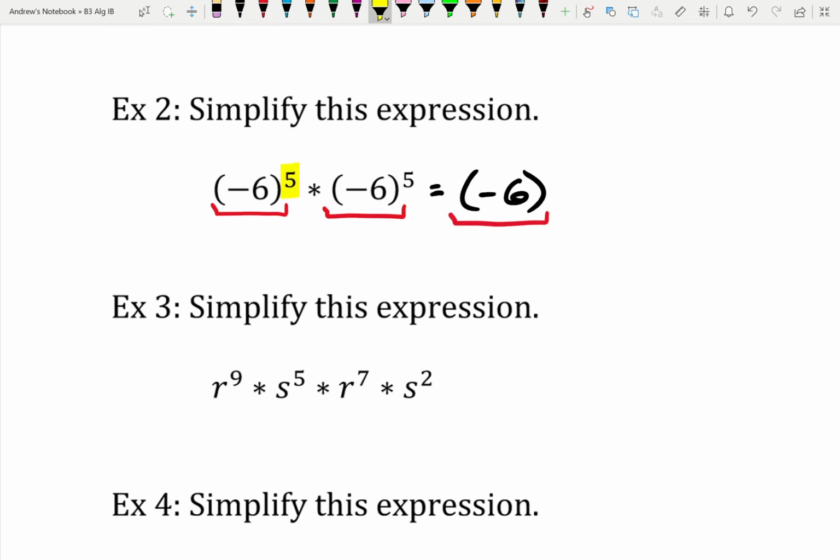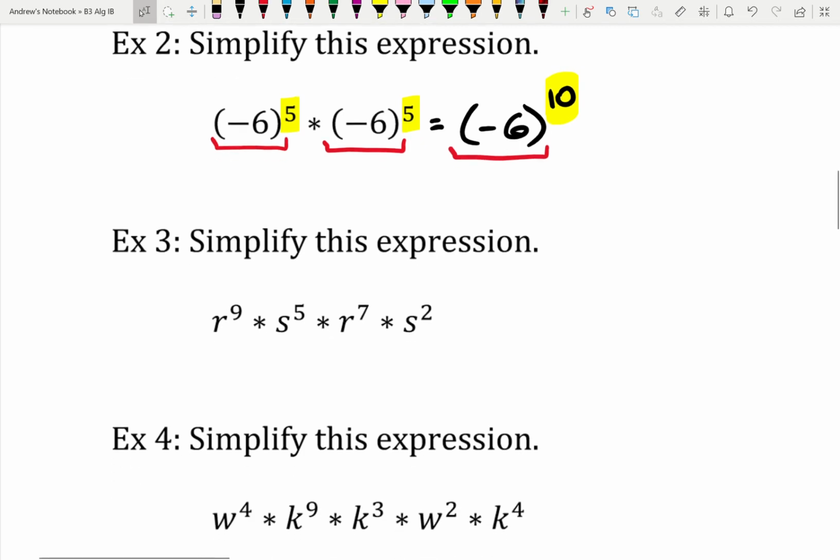So I had 5, I multiplied by another 5, so altogether, how many -6's did I have multiplying each other? There were 10 of them total. Don't fall into the trap of thinking, oh, I'm multiplying, let's do 5 times 5, which gives me 25. Because we're multiplying the bases, we're only incrementing the exponent by however many more we were multiplying by. So it turns into addition there.